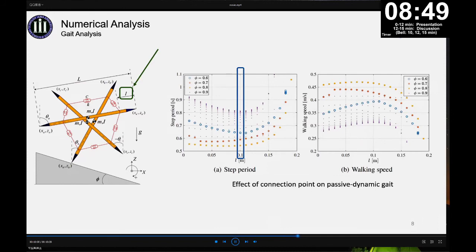Moreover, as the slope changes, there exists a slope that causes the robot to move at the maximum speed, which is phi equal to 0.8. As the slope increases to 0.9, however, the robot shows a chaotic gait, where we can see the step period tends to a new curve, indicating that the robot is realizing a new limit cycle, which only needs a longer convergence time.